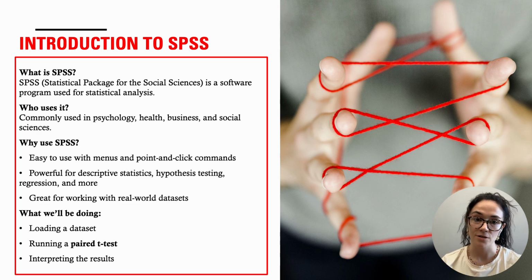In this presentation, we'll be using SPSS to walk through 3 main steps. First, we'll load a real-world dataset into SPSS. Second, we'll run a paired t-test on the weight measurements to see if the Stillman diet made a significant difference. And third, we'll interpret the results, looking closely at our outputs like the p-value and mean differences to draw meaningful conclusions. Now that we know what SPSS is and why it's such a powerful tool, let's jump into the hands-on part of the demonstration.